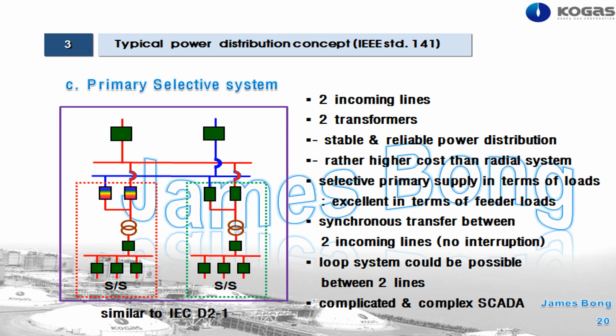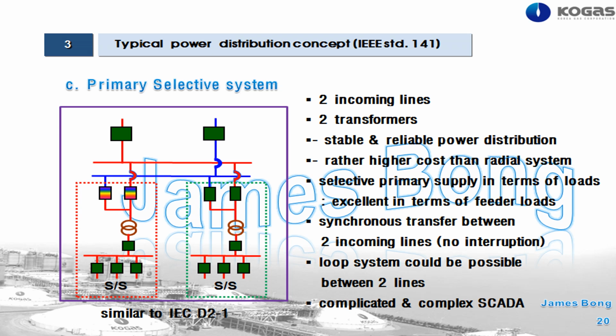The difference between IEC D2-1 and the primary selective system is the location of transformers. In IEC D2-1, the incoming lines' voltage levels would be the same or not. If it is different, transform the different voltage into the same voltage. After that, supply the same voltage into the main internal loop. But as we can see in this primary selective system, the 2 primary incoming voltage levels must be the same for using transformers simultaneously.